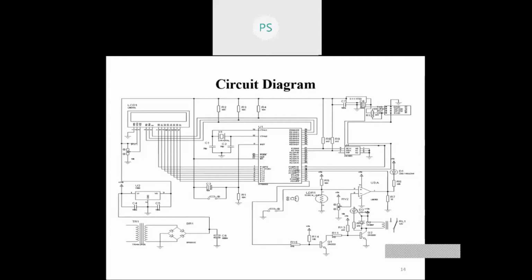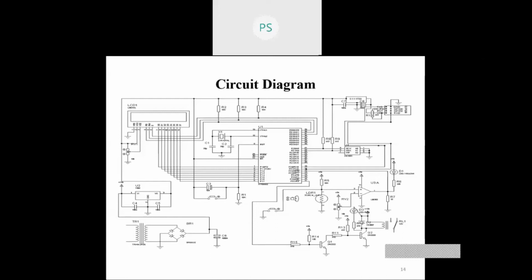Pin number 4, 5, and 6 are RS, RW, and EN of the LCD respectively. The RS pin is used to specify the register selector. At the time of sending a command to the LCD from the microcontroller, the RS pin must be pulled down. On the other hand, at the time of sending data from the microcontroller to the LCD, the RS pin must be pulled up.